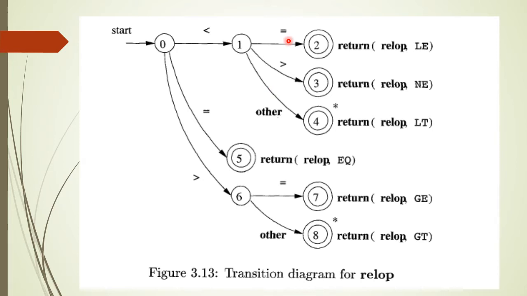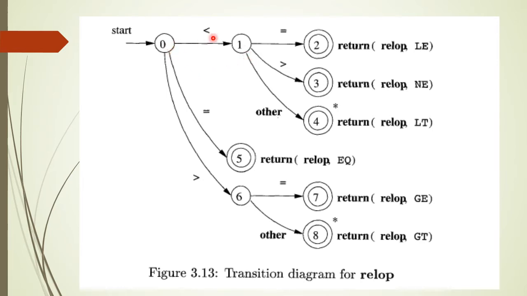Other than these two symbols, that is the equals and the greater than symbol, if I read any other symbol, I will end up in state 4 and it will return the relational operator less than. Here the star indicates that we must retract the input one position, and return the relational operator less than.